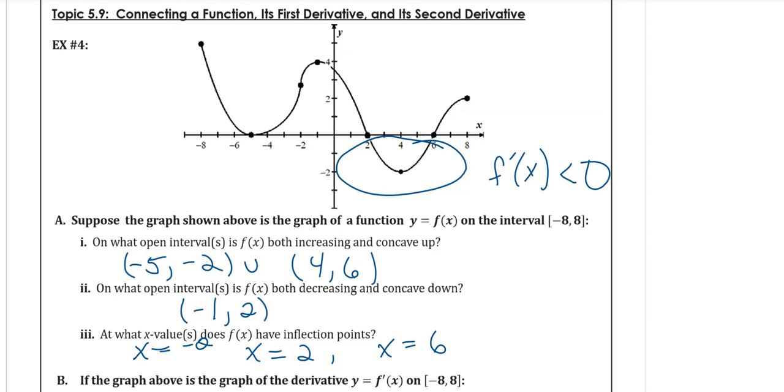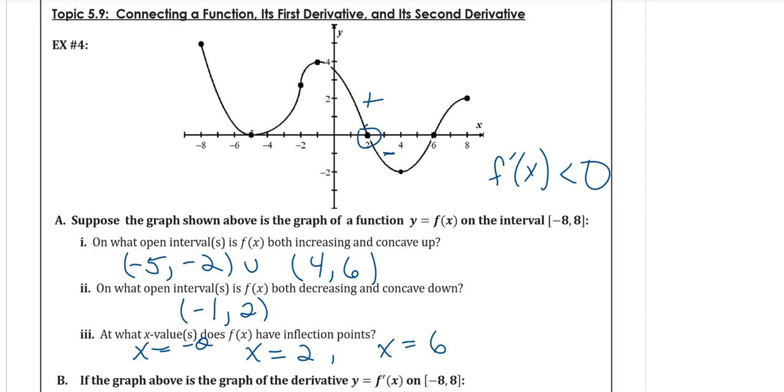Number 2 says, at what x values does f of x have a local maximum, and justify? And the only place that happens is here at 2. Even though there are zeros at -5 and 6 as well, this is the only place where we're going from a positive value here to a negative value there for the derivative, so that would make it a maximum.